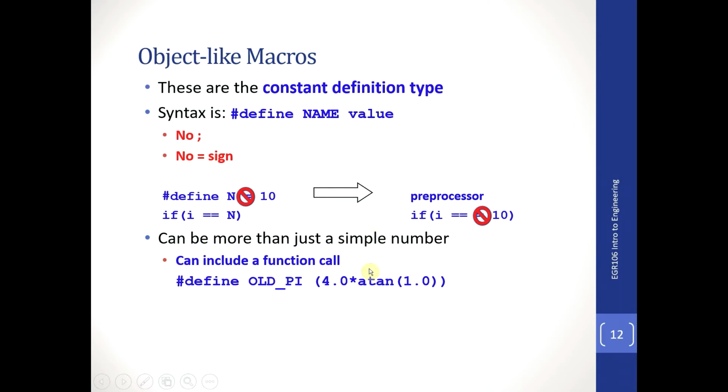You can also use an object-like macro with something a little more complex than just a regular old constant. You can use a built-in math function even. So I could replace pi, right? I can call it old pi with the arctan, 4 times the arctan of 1. You can use other functions or even some complex math to just replace one number, as long as it's still just one number.